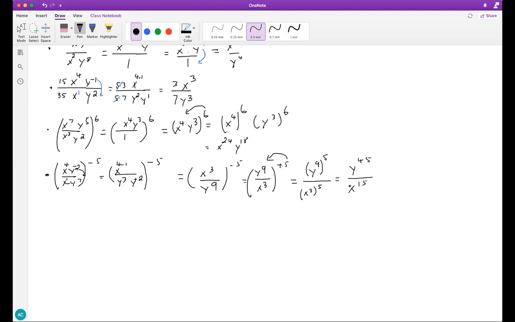As you can see, there is no negative powers, no number to simplify. These are different bases, so we can't subtract 45 and 15. These are different. In order to subtract them, the base must be the same. And that is your final answer, okay?